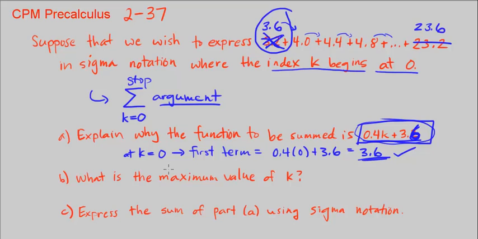So, part B, what is the maximum value of k? We know that k starts at 0. So where does it stop? What is our stopping point? What you could do here is just count the terms in between. That might take a while, though.